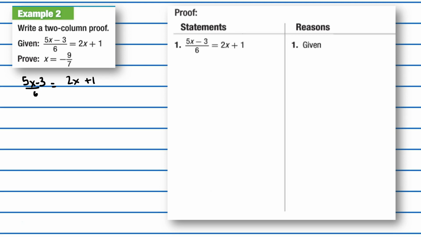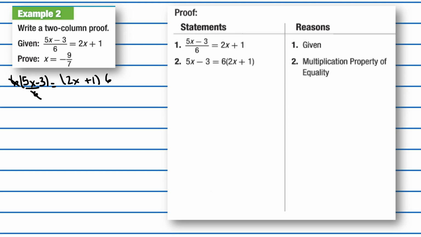Then you're like, how would I solve this one? Well, if we were just solving it algebraically, you know that we would just multiply both sides by 6. You would do this because you want these to cancel each other out. You want it to reduce to 1. So that's our next statement. We now have 5x minus 3 is equal to 6 times (2x plus 1). What we did here was we multiplied both sides by 6. Well, that's the multiplication property of equality. I did it to both sides. I kept a balance.